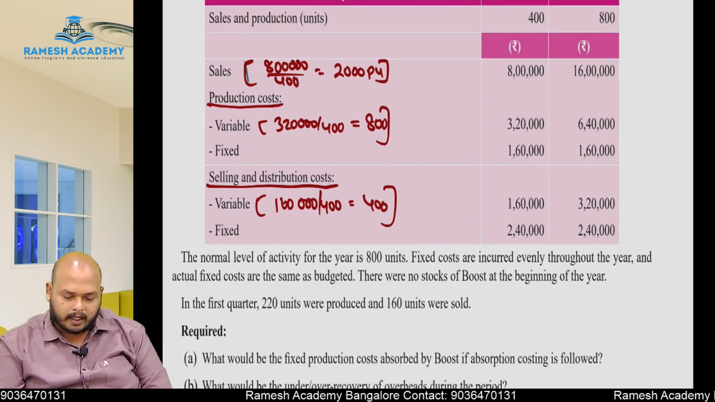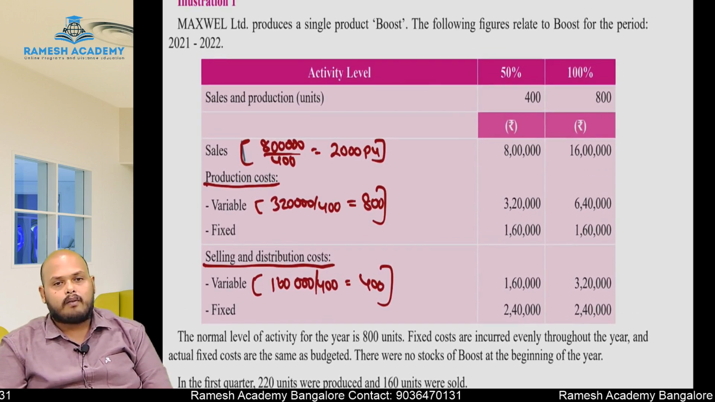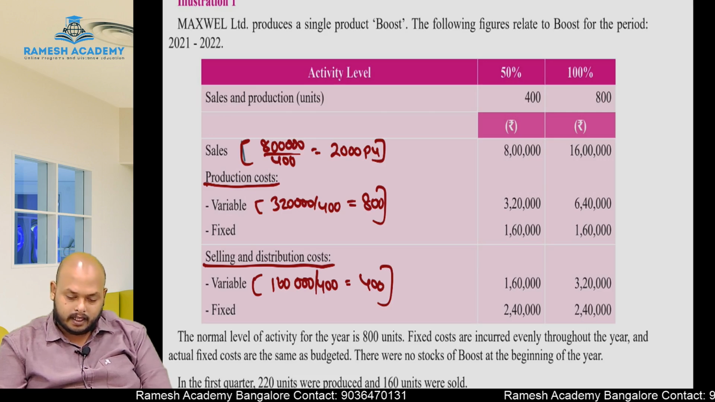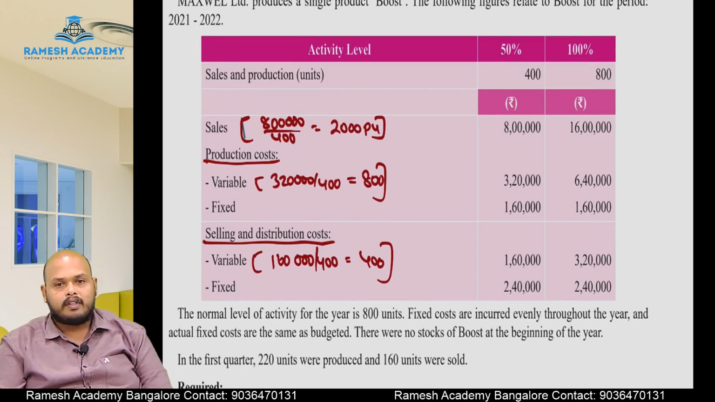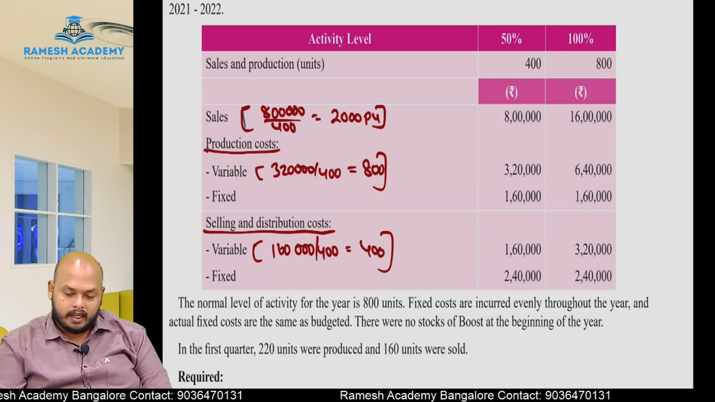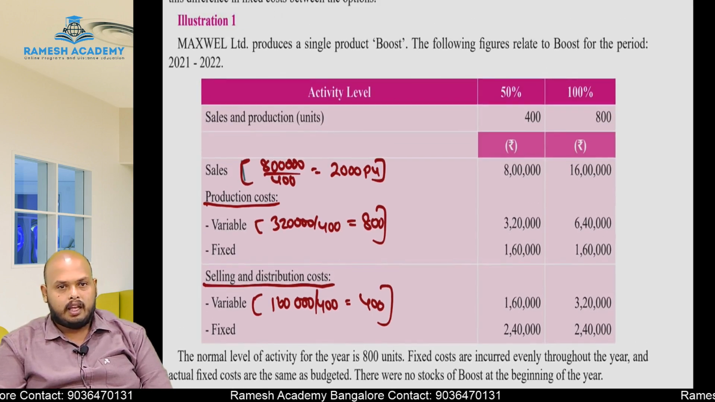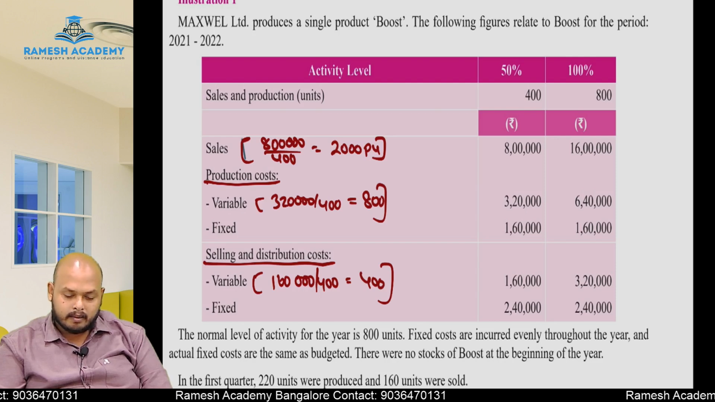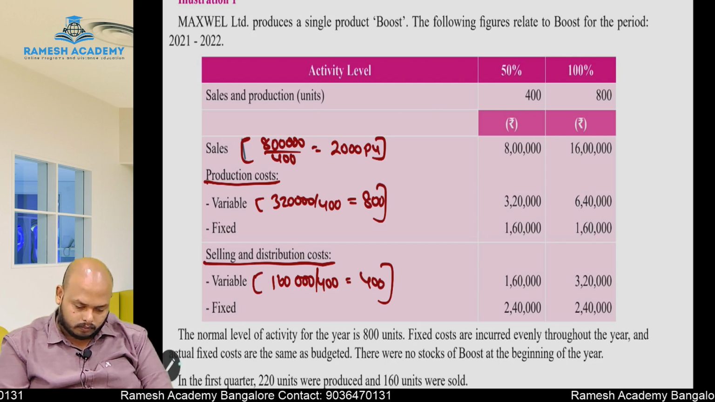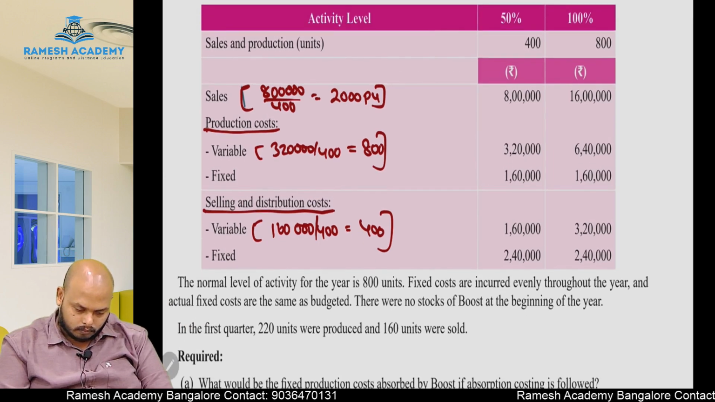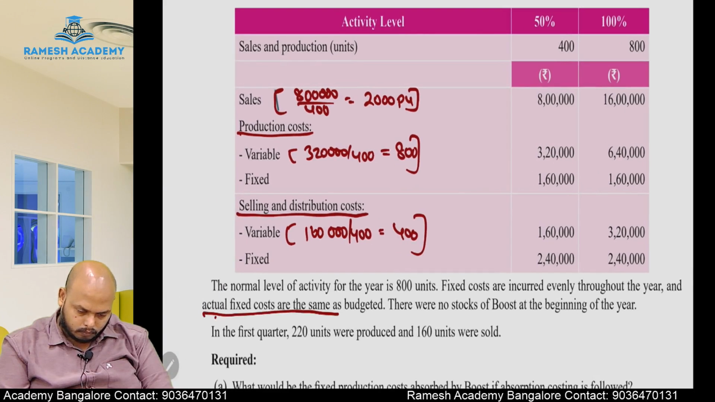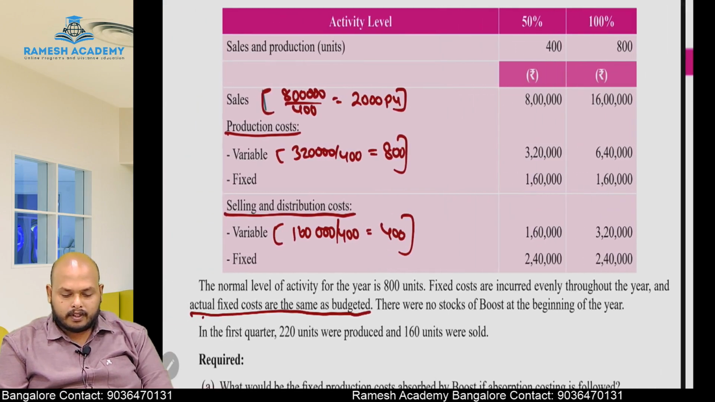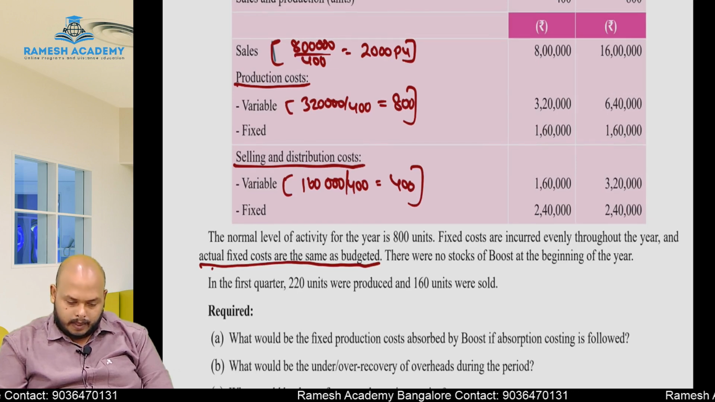The normal level of the activity for the year is 800 units. Fixed costs are incurred evenly throughout the year. And actual fixed costs are the same as budgeted.